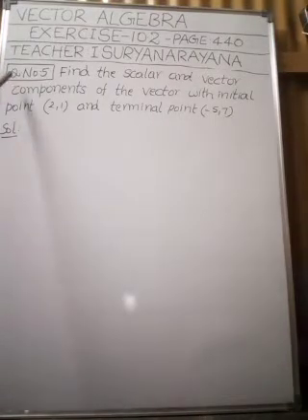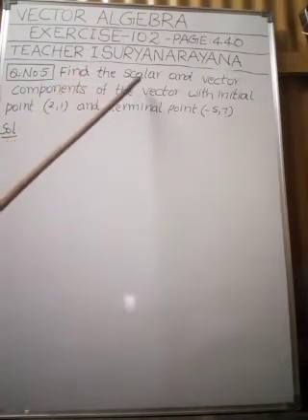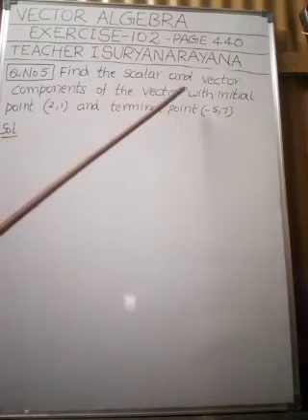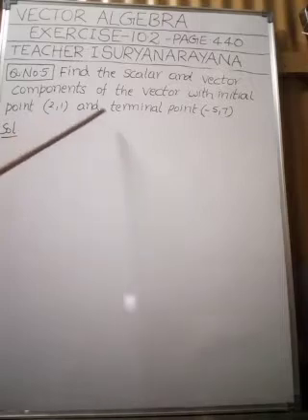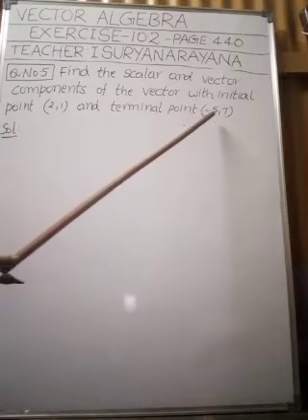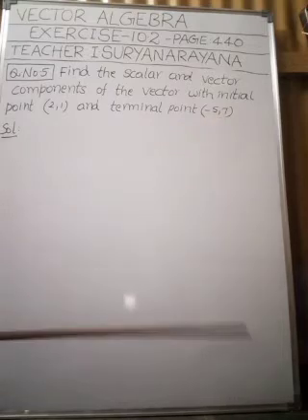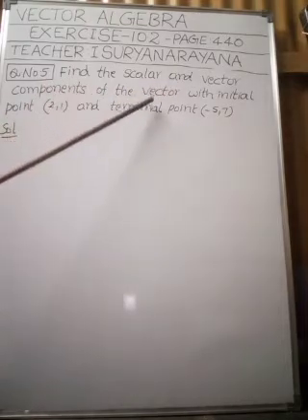Now come to question number 5, the fifth question in the textbook. Find the scalar and vector components of the vector with initial point ordered pair (2, 1) and terminal point ordered pair (-5, 7). Understood this point, my children? We have to find the scalar and vector components of the vector.